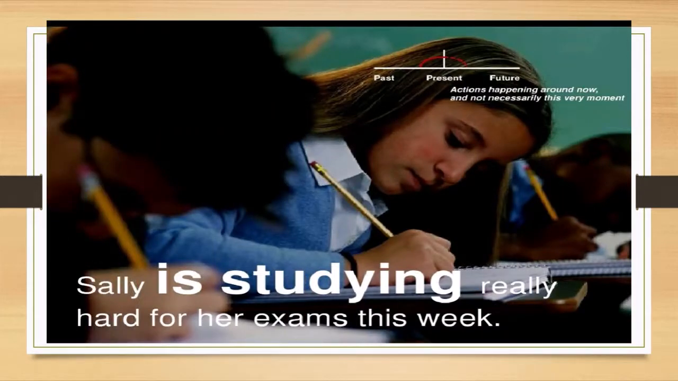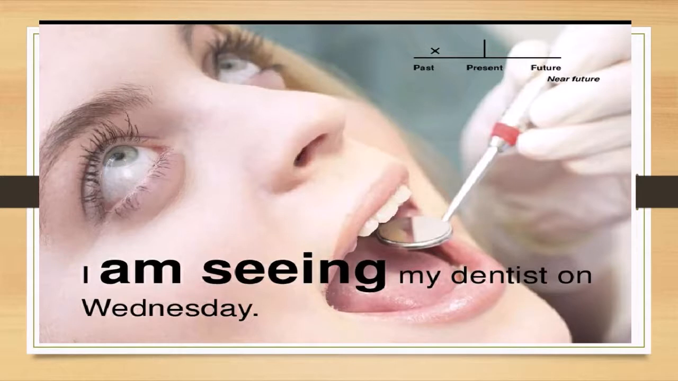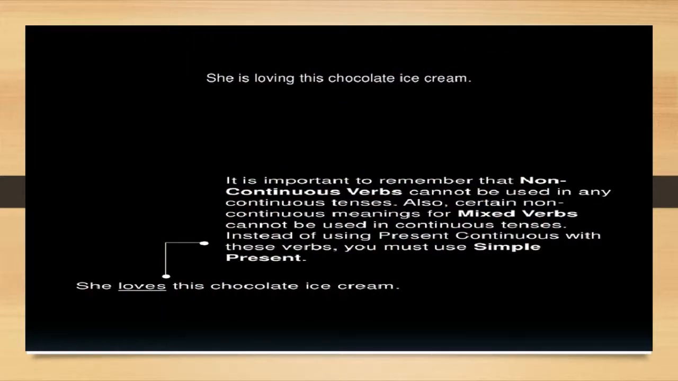Now, Sally is studying really hard for her exams this week. Sally is studying. Sally is singular. Okay, then is studying. Now, I am seeing my dentist on Wednesday. She is loving this chocolate ice cream. It is important to remember that non-continuous verbs cannot be used in any continuous tenses. Also, such non-continuous meanings for mixed verbs cannot be used in continuous tenses. Instead of using present continuous with this verb, you must use simple present. She loves this chocolate ice cream. Okay? So you can differentiate also and you can clear your concept.